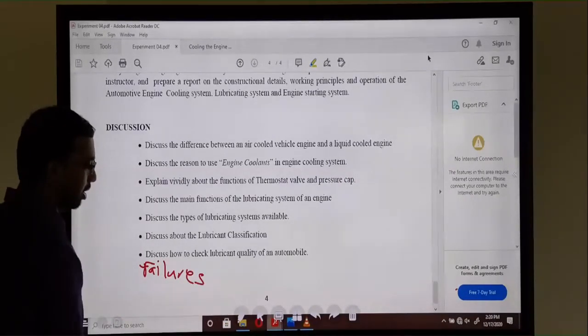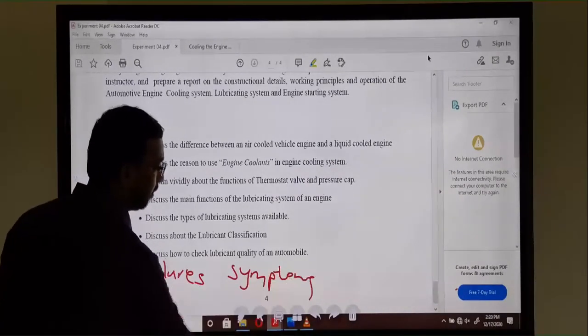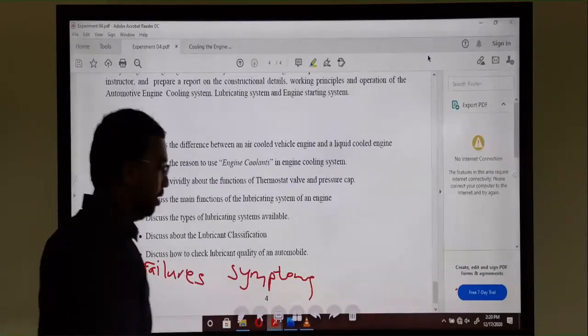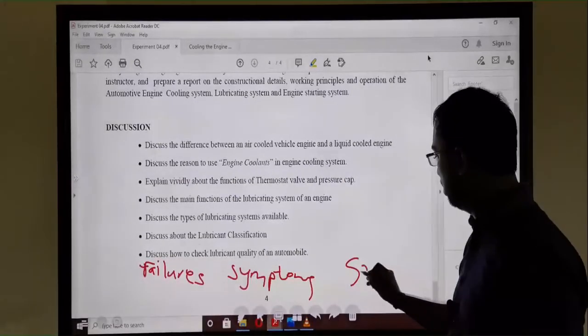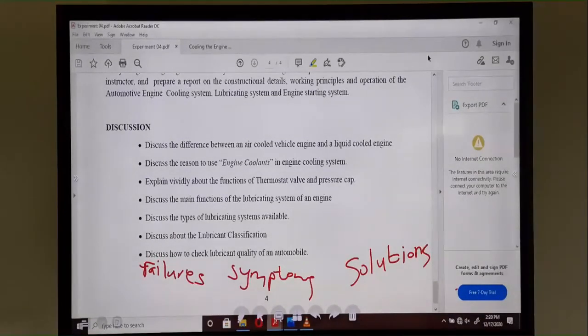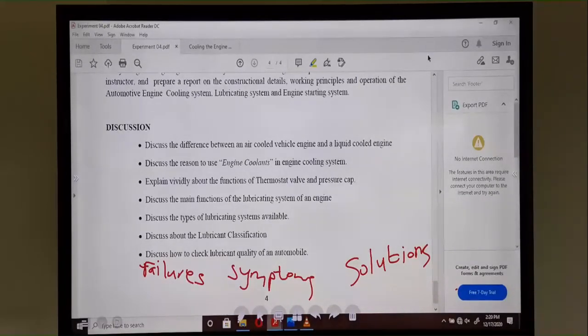Failures in a liquid cooling system, symptoms, and how you can identify that kind of failure. And if you have found any solution for that failure, you have to mention that solution. So for the liquid cooling system: the failures, the symptoms of those failures, and the solution. If you have found any solution, you write it. But the failures and symptoms are very important. You should write these things. This is the extra discussion part I have added here.